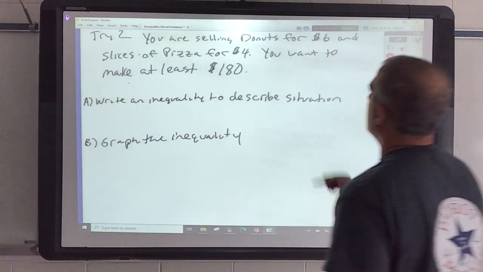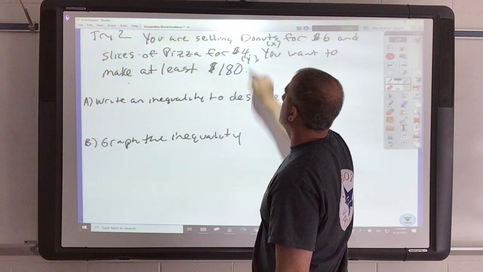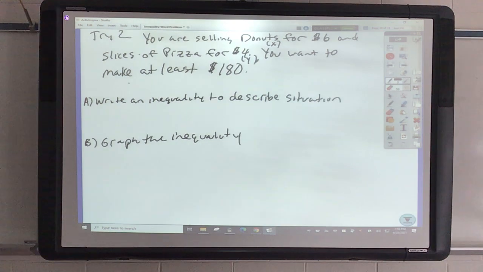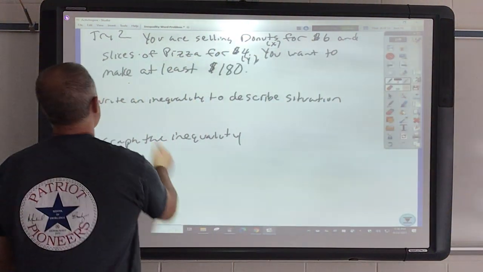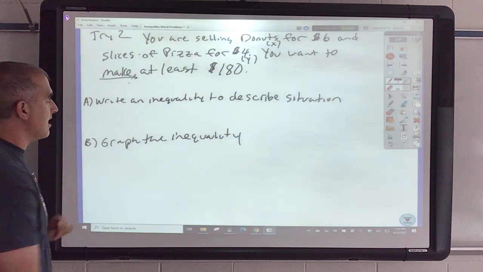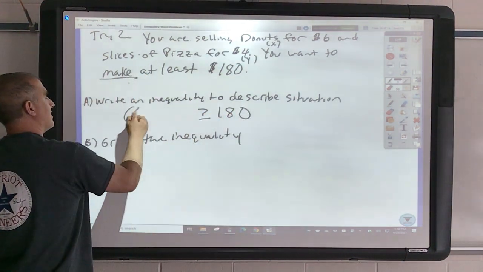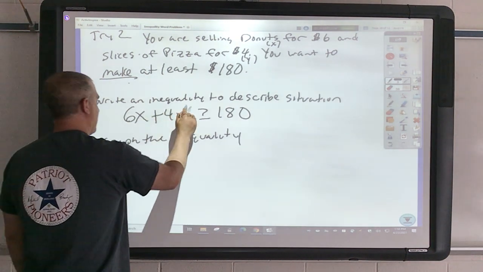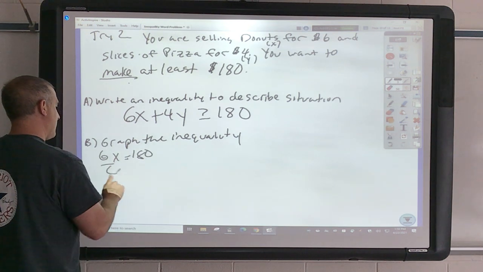You're selling donuts, X, for 6, and a slice of pizza, Y, for 4. You want to make at least 180. Okay, so the keyword is make. So I want to be greater than or equal to 180. I have 6x plus 4y. Set these equal, it helps you find the intercepts.